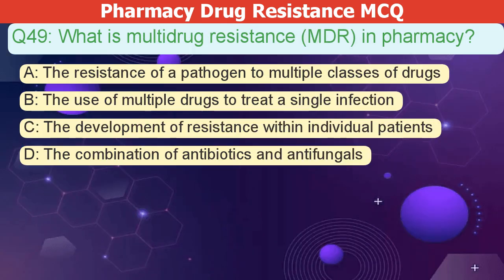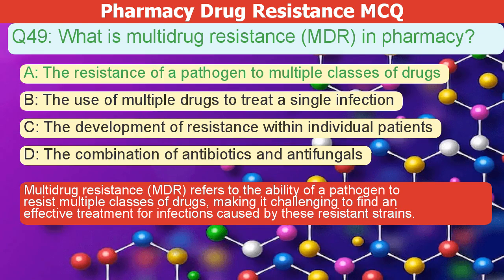What is multidrug resistance, or MDR, in pharmacy? A. The resistance of a pathogen to multiple classes of drugs. B. The use of multiple drugs to treat a single infection. C. The development of resistance within individual patients. D. The combination of antibiotics and antifungals. The correct answer is A. Multidrug resistance, or MDR, refers to a pathogen's ability to resist multiple classes of drugs. This makes it challenging to treat infections caused by these resistant strains.